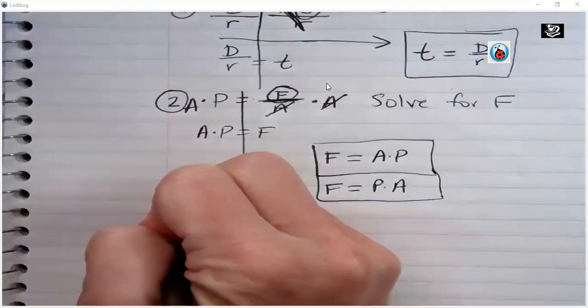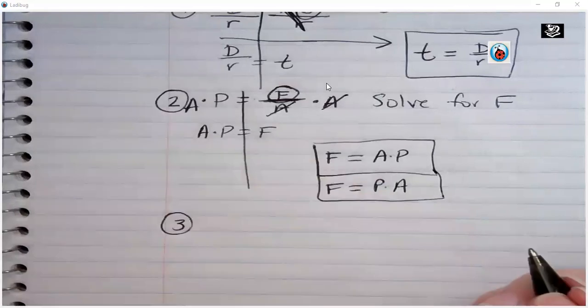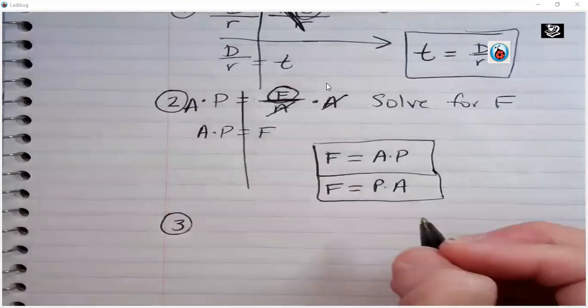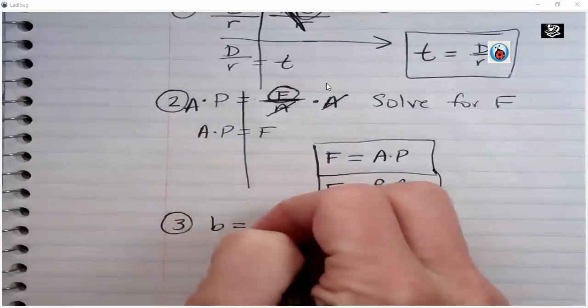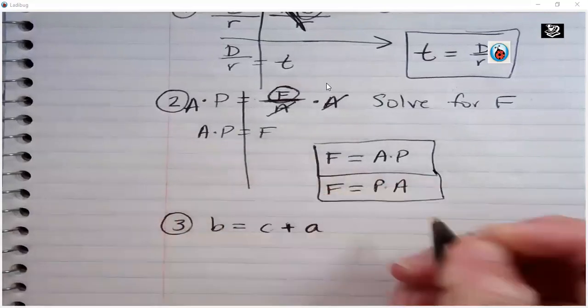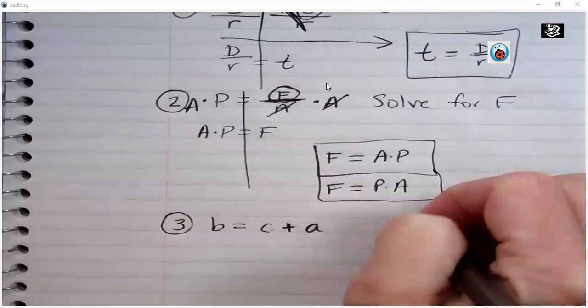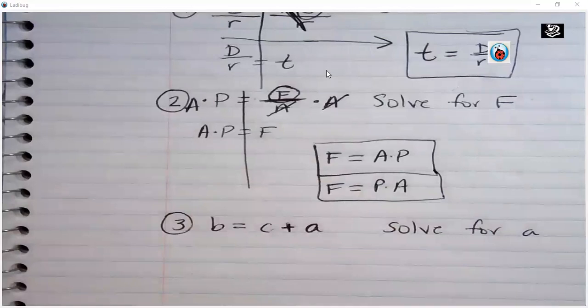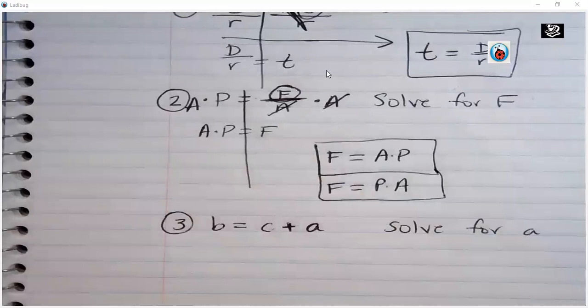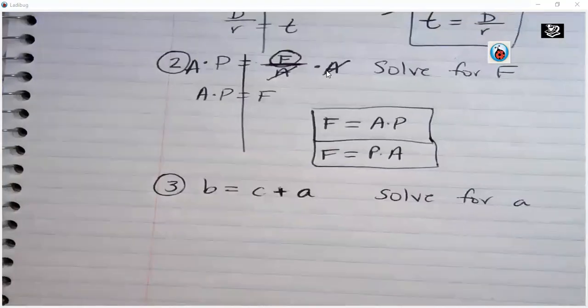All right, number 3. B equals C plus A. Solve for A. All right, write this one down. B equals C plus A. Solve for A.